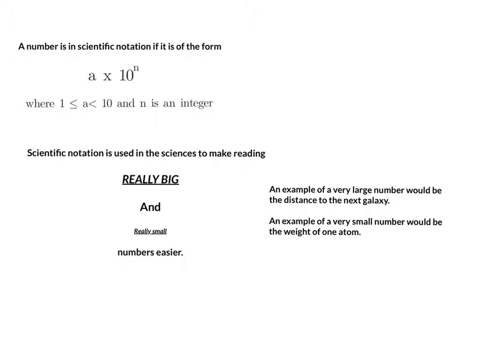A number is in scientific notation if it is of the form a times 10 to the n, where a is between 1 and 10, and n is an integer, positive or negative, or even 0. Scientific notation is used in the sciences, hence why we call it scientific notation, to make reading really big and really small numbers easier. An example of a very large number would be the distance to the next galaxy. An example of a very small number would be the weight of a single atom.